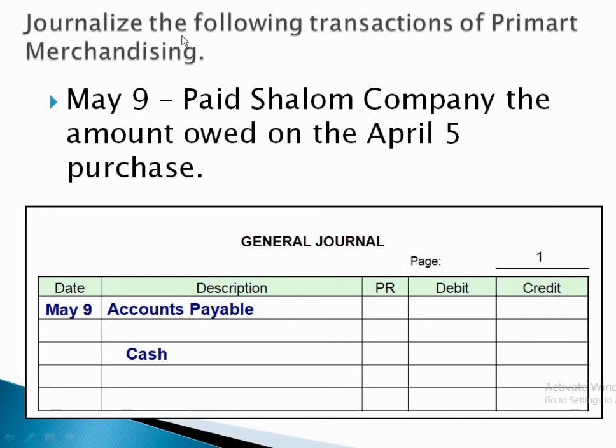And since Primart paid the amount owed, meaning the full amount of its accounts payable to Shalom, on May 9, must we debit or credit purchase discounts? Credit purchase discounts. But how much must be the amounts here? What amount do we need to find out first? The amount of the accounts payable. And to be able to do that, we have to go back to all previous transactions concerning Shalom Company.